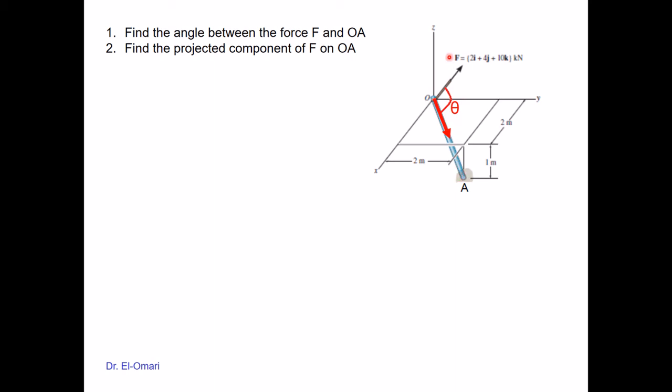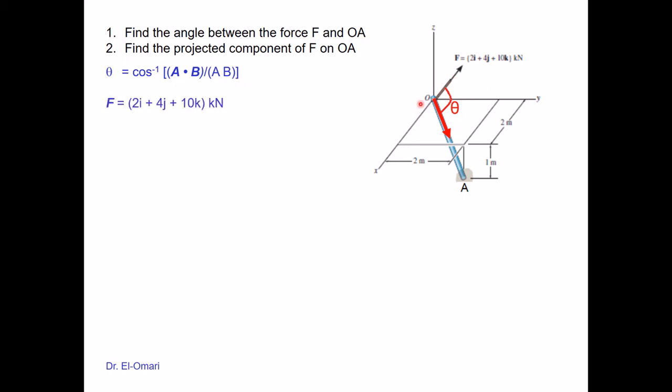The information given is the force in Cartesian vector form, and also the coordinates of point A on the line, which will help us find the unit vector for it. So the first step is finding the angle. Based on the formula, the angle is the inverse cosine of the dot product of the two vectors divided by the product of their magnitudes.